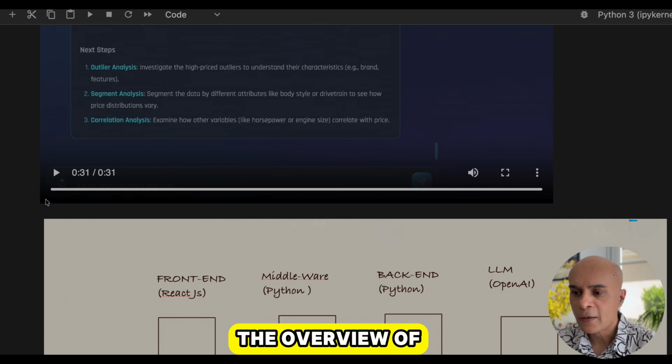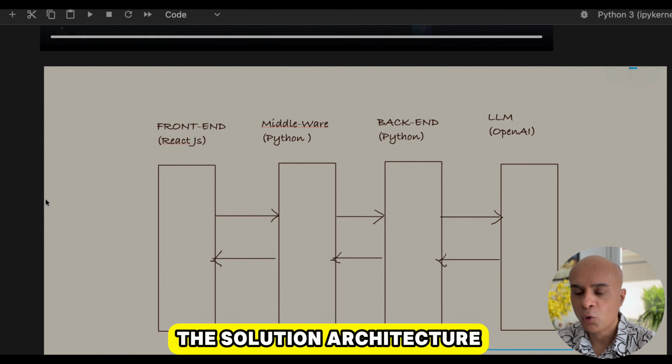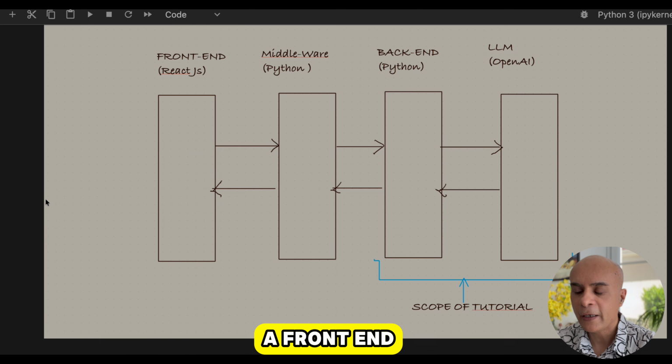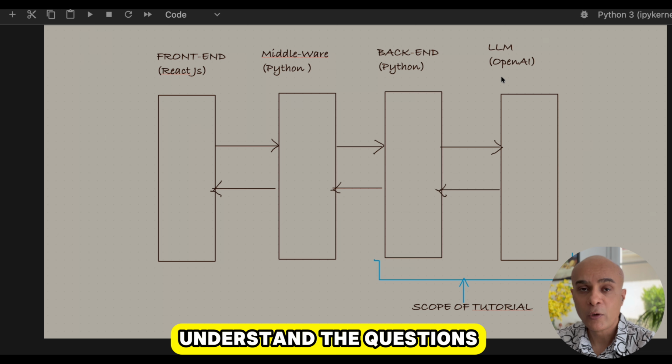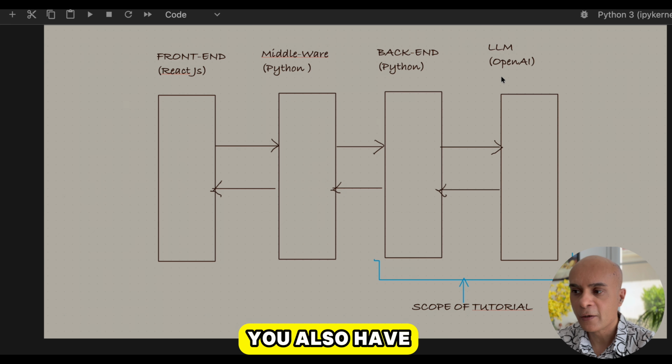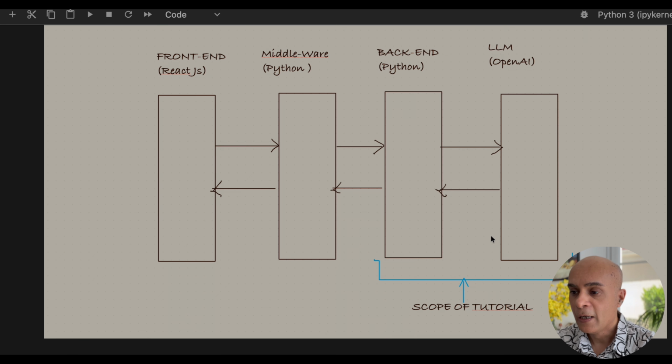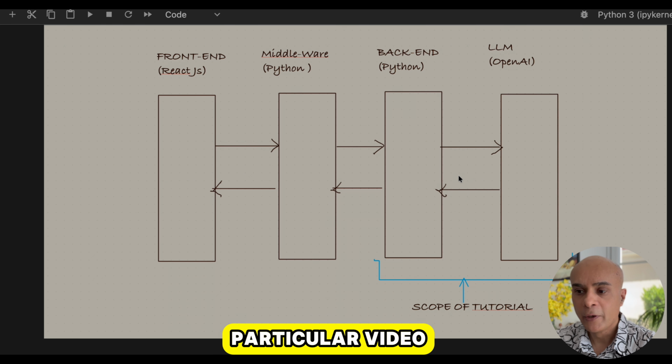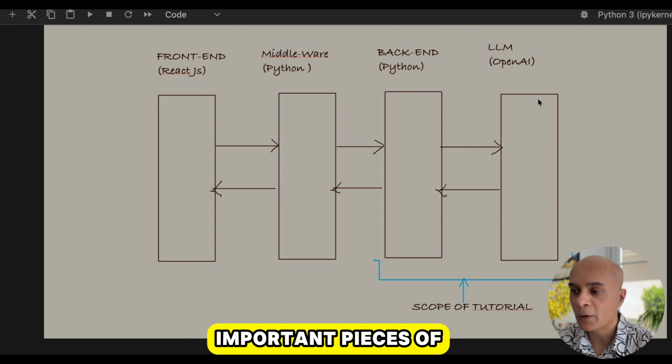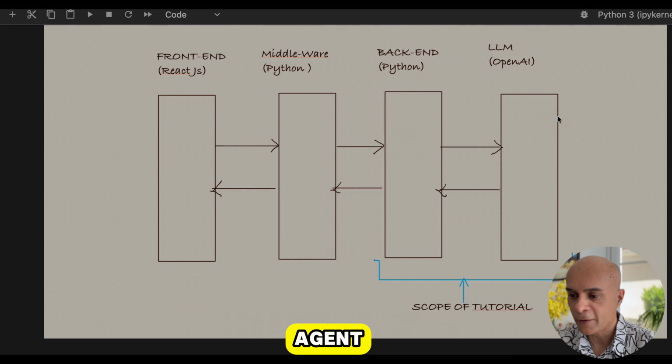Now here is the overview of the solution architecture. You have a front end, middleware, back end, and LLM, because we have to use a large language model which is going to help us understand the questions in natural language. It's for this reason you also have this LLM layer. And for this particular video we are going to focus mostly on the back end in Python and the LLM part, because these are the most important pieces of this data analysis agent.